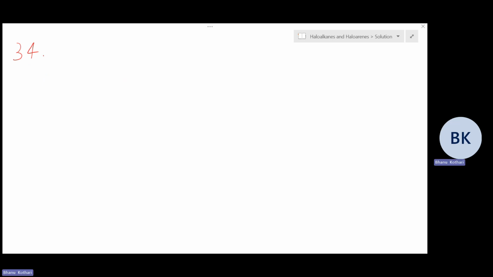The major product obtained in the reaction. So we have a reaction in which there are 2 benzene rings.